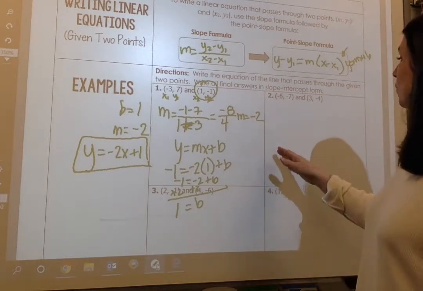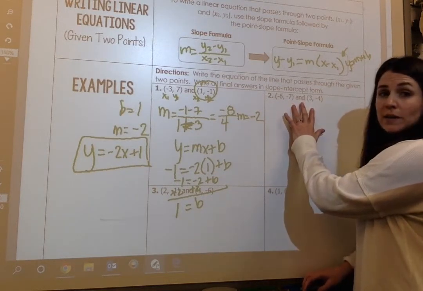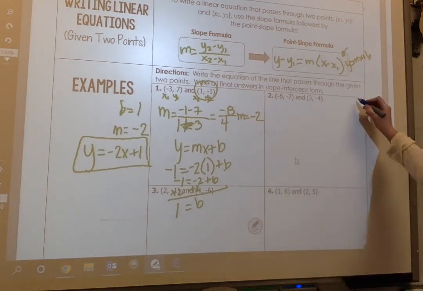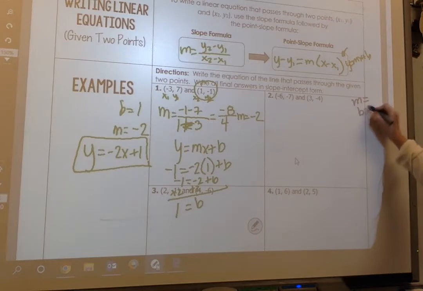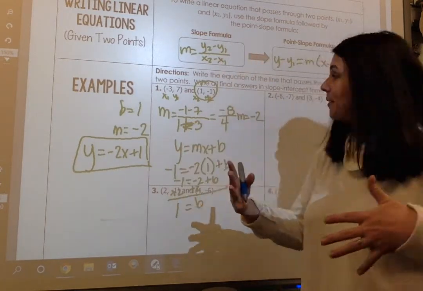So let's do it using the formula. All right, so step 1, if you have 2 points, is we're going to find a slope, because remember the goal is to find an m value and a b value. Once I find an m and a b value, golden. I can just plug it in.